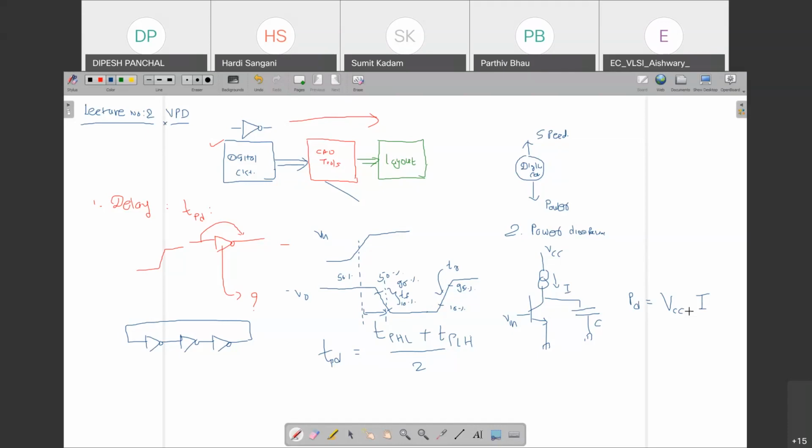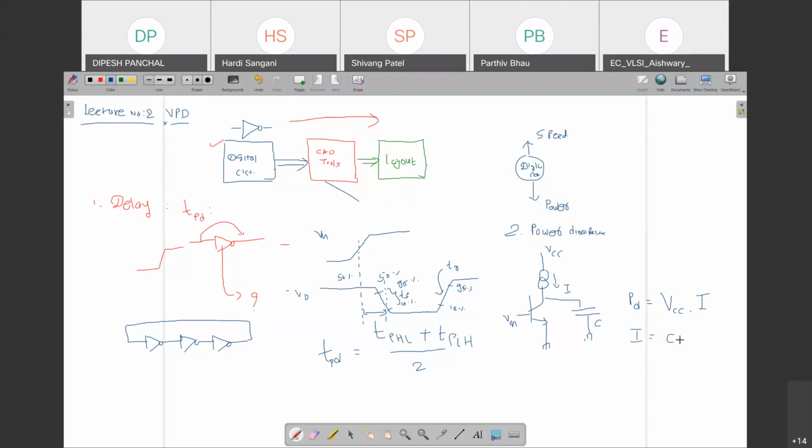I hope you all are writing in your notebook because these fundamentals are required for interviews as well as upcoming examinations. These are not very high-fi questions I am asking, just basic questions. So power dissipation is VCC into I. Now, can anyone tell me what is the current passing through the capacitor? C dV by dt. Yes, C into change in voltage.